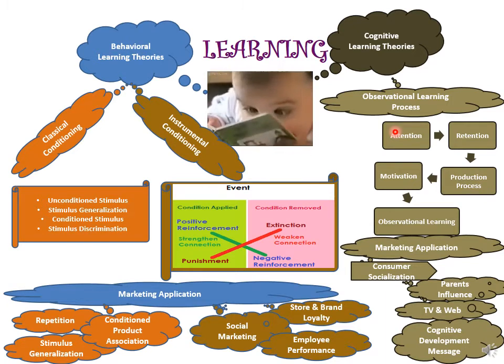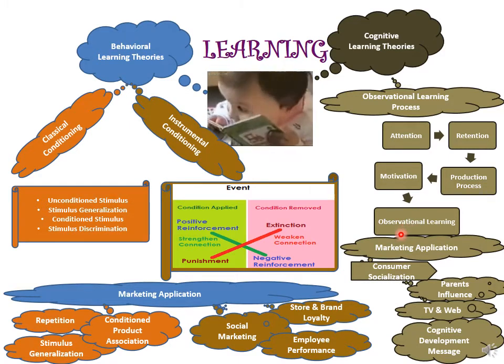In the attention process, the consumer focuses on the model's behavior. After they focus on the model's behavior, they go to the stage of retention, where the consumer retains this behavior in their memory. Then in the production process, the consumer has the ability to perform the behavior, and at last, in the motivation process, a situation arises wherein the behavior is useful to the consumer. So in observational learning, the consumer acquires and performs the behavior demonstrated earlier by the model.